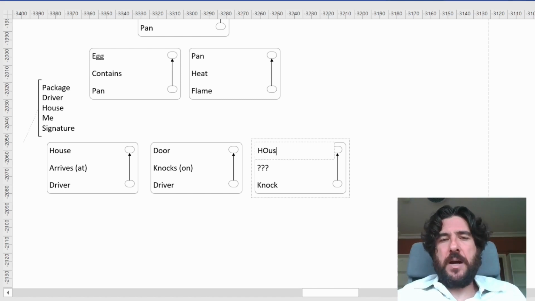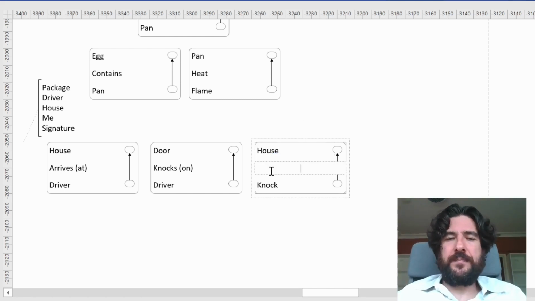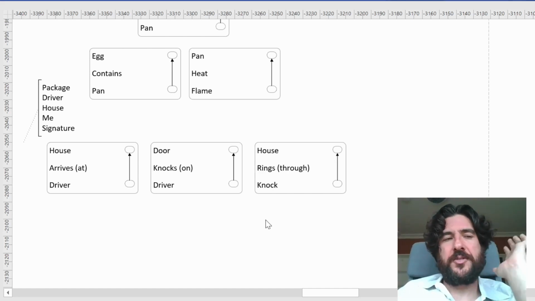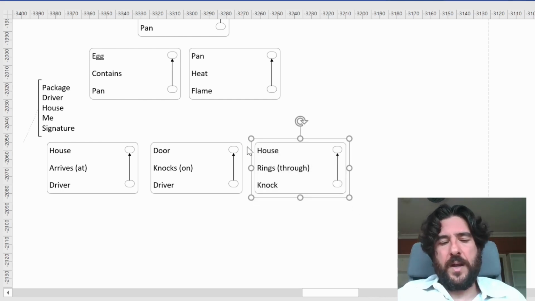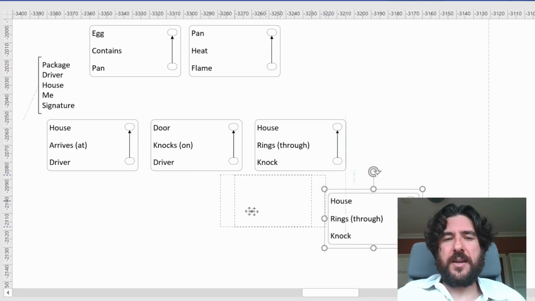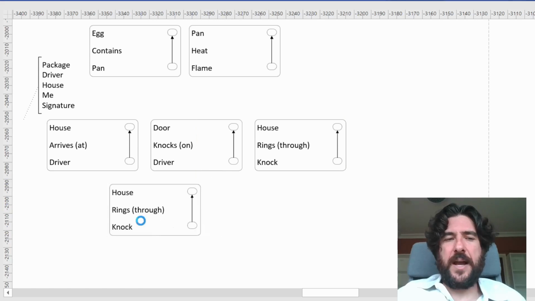Okay, here's what's coming to my mind. So let's think about this. Let's put rings, and I'm just going to put rings through. Well, let's put the knock rings through the house. Okay? So the driver arrives at the house. The driver knocks on the door, bangs on the door, bang, bang, bang, and then the knock rings through the house. Okay? So what needs to happen then? Well, if the knock is ringing through the house, I guess the action is back over to me, right?